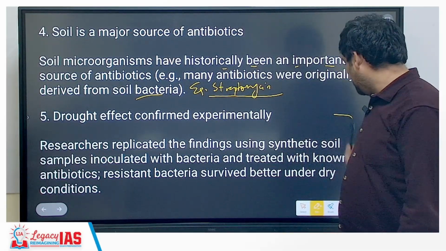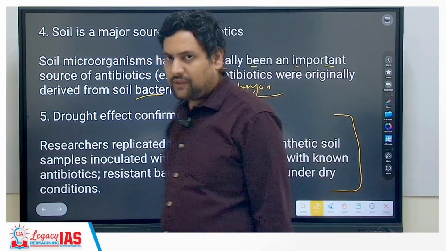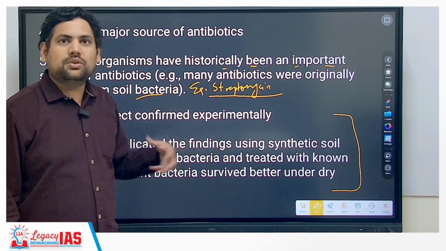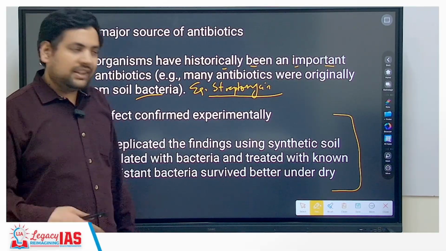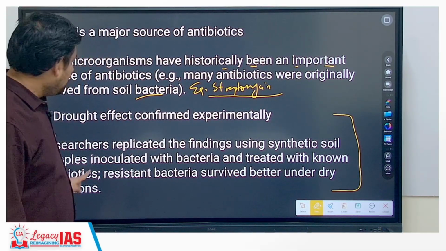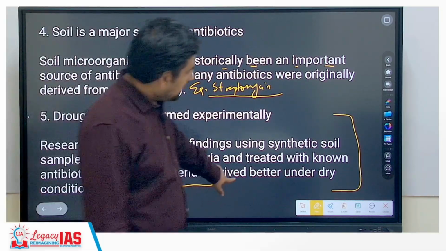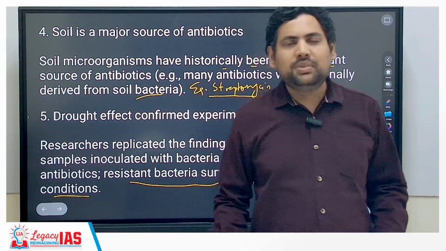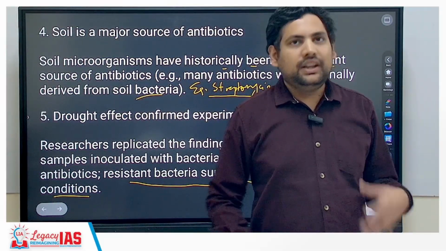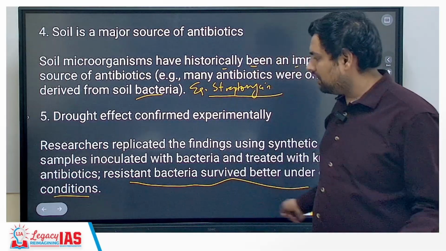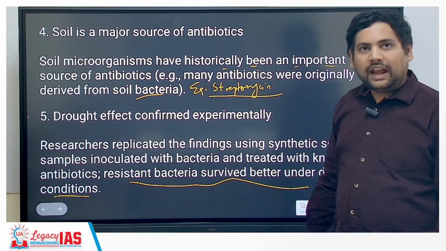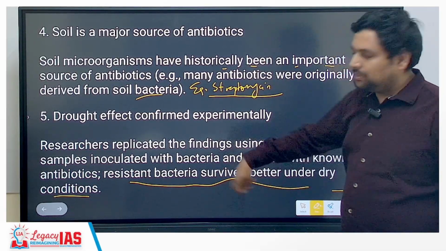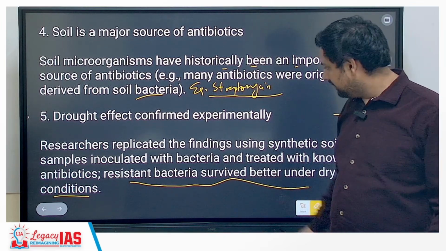Then, drought effect confirmed experimentally. So what the scientists did, they took a soil sample in the incubation lab, and then they provided less water to it so as to create drought like conditions. And then they found out that resistant bacteria survived better under dry conditions. So you take a normal soil sample, normal water condition, everything normal, and then you see how the bacteria were reacting, and then you took a dry sample and it was found that resistant bacteria survived better under dry conditions.